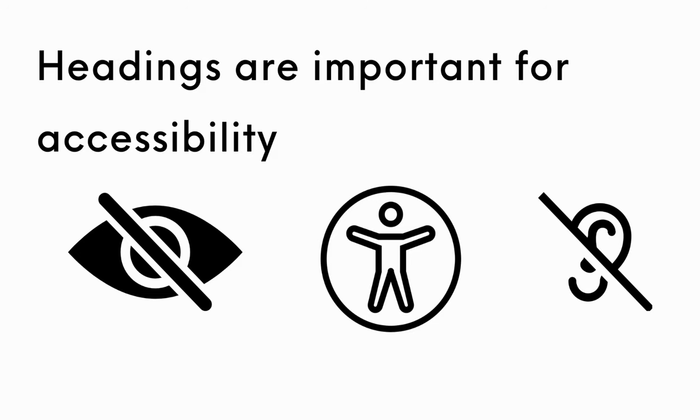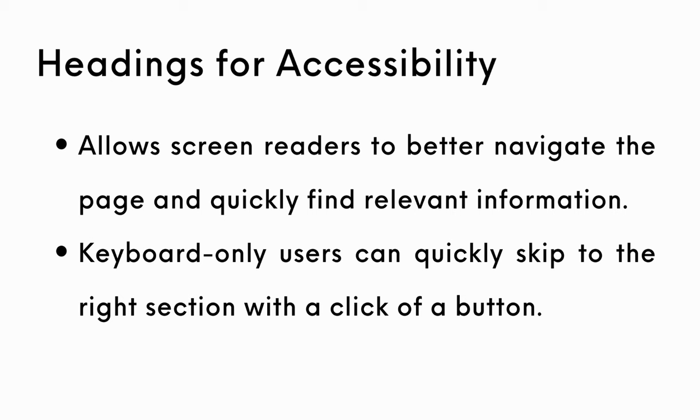Headings are also important for accessibility. Using them incorrectly means many people cannot access the information on your website. When you use headings for accessibility, this allows screen readers to better navigate the page and quickly find relevant information. Also, keyboard-only users can quickly skip to the right section with a click of a button.